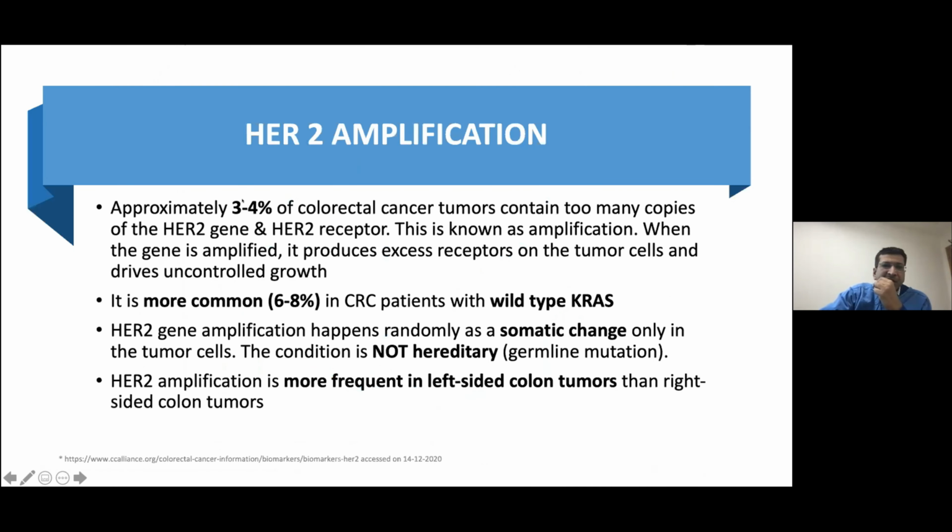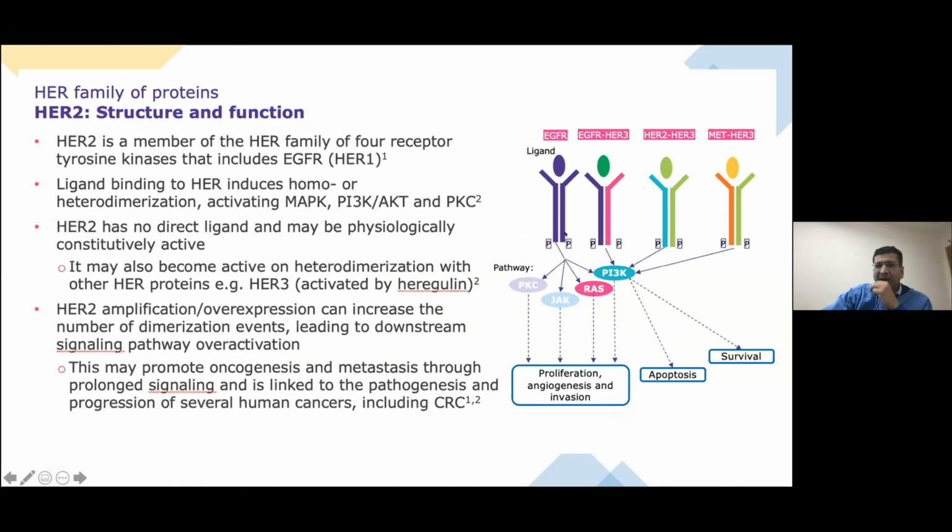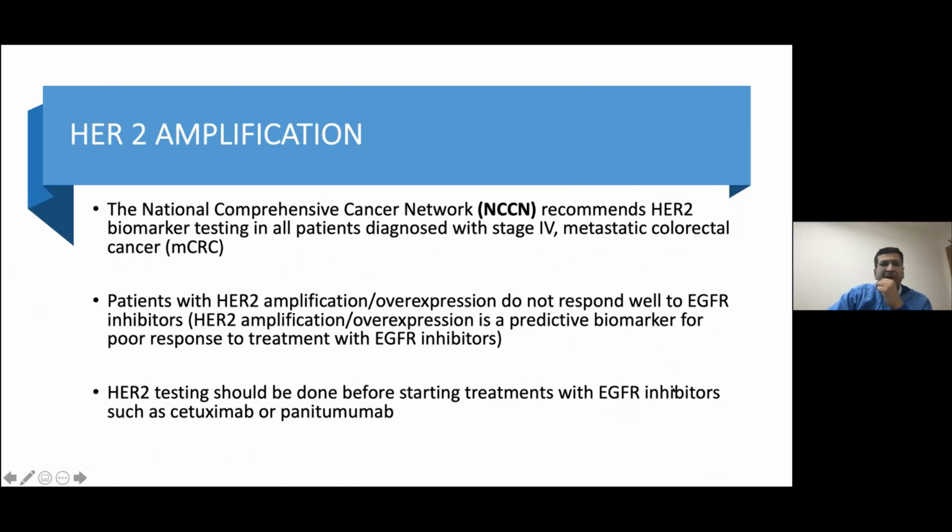HER2 amplification is present in less than 5% of people. It is usually present in people who are wild type KRAS. And like breast cancer, this is not a hereditary germline mutation, it is a somatic mutation only. It is more common in left-sided tumors. It leads to activation, proliferation, apoptosis resistance, and survival of the cells, so blocking this prevents all this. NCCN recommends this testing in patients who have stage 4 colorectal disease.